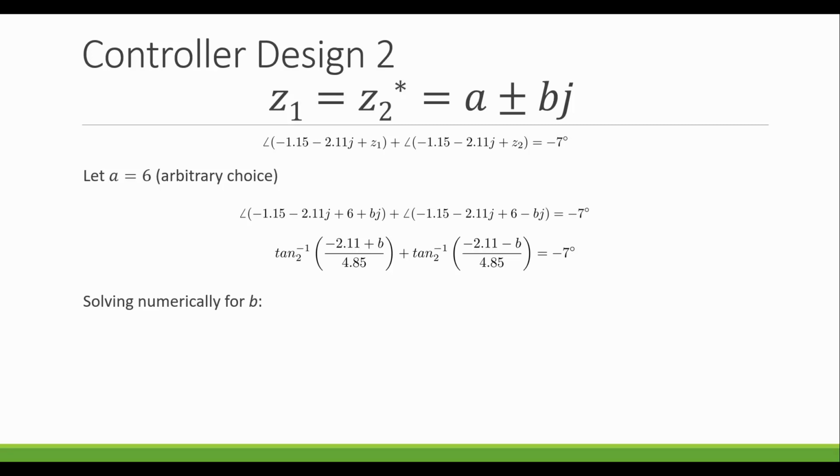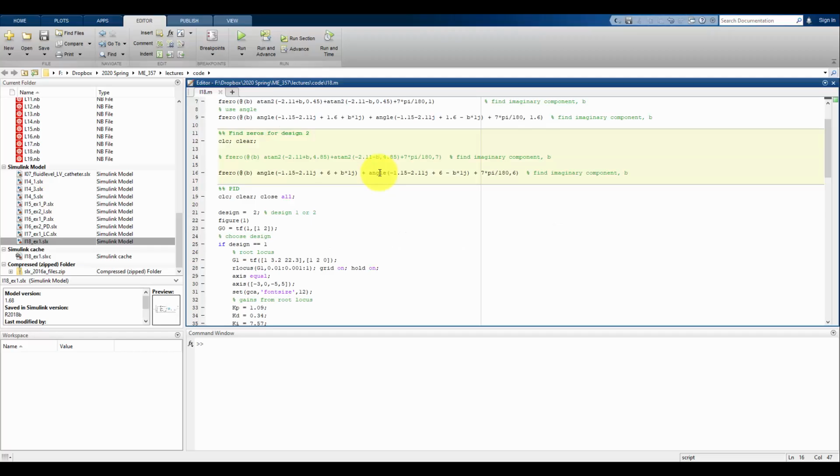Just like the first design, analytically this is not going to be easy to do, so I'm going to do this numerically. So using my fzero solver here in line 16 now for design number 2, I have here my desired pole location. Again, I'm using the negative 2.11 for everything in this calculation. It still has to add up to negative 7 because that will, again, guarantee my desired pole will be on the root locus. But now for that z1 and z2, I have the real part of 6, and I need to find the imaginary part, the b, which, because it's imaginary, I multiply that by the 1j.